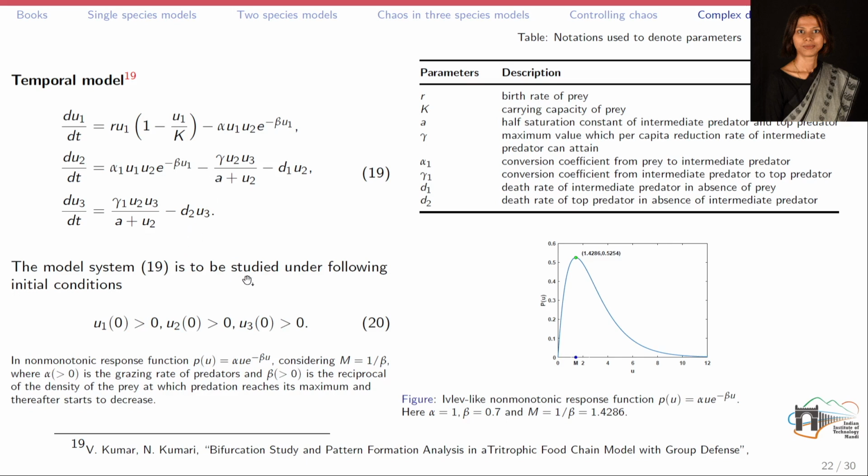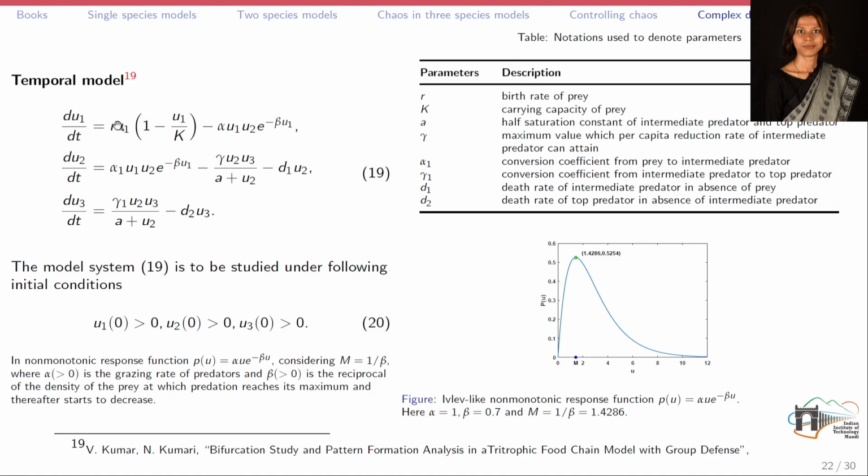Now as we can see, this Ivlev-like functional response, alpha u e to the power minus beta u, is a non-monotonic functional response. Now let us understand the various factors in this mathematical model.